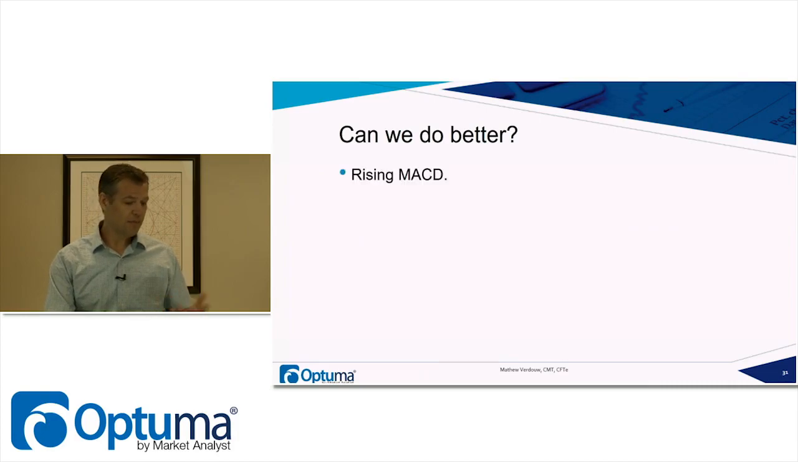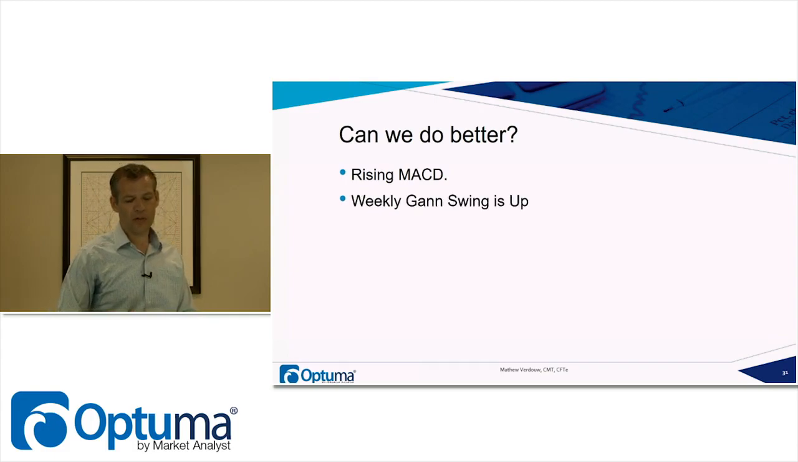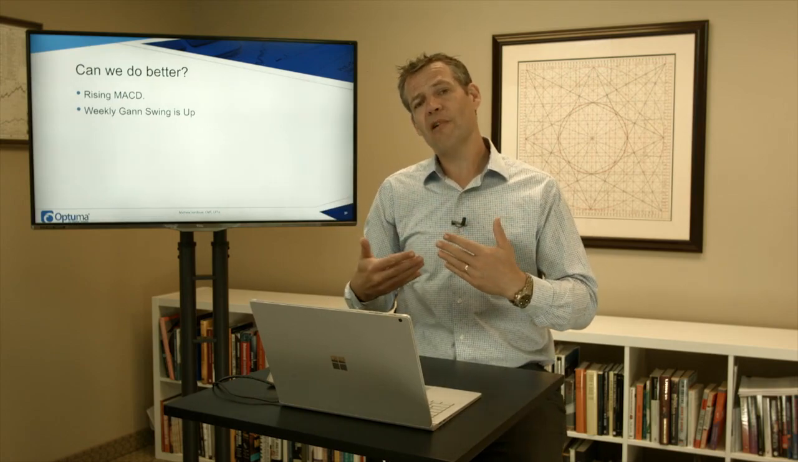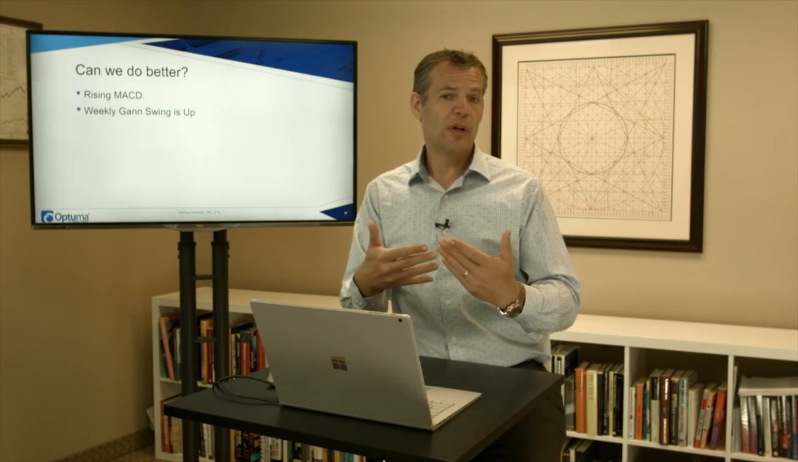Can we do better? There's some people who will use MACDs and moving averages. We can use them. We can also look at a weekly Gann Swing Chart. So all of this has been done on a daily basis. But if instead I also add an extra filter, that I'm only going to take my daily signal if the weekly swing is up, it's a way that I can use 2 time frames to confirm what I'm doing.